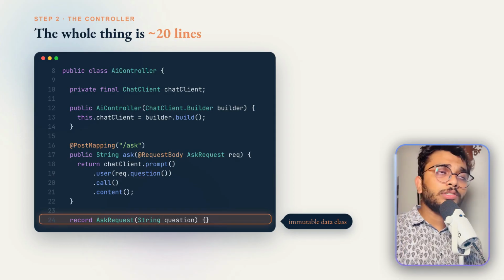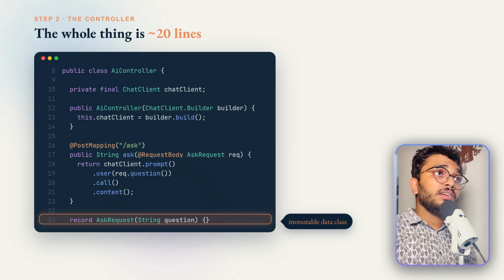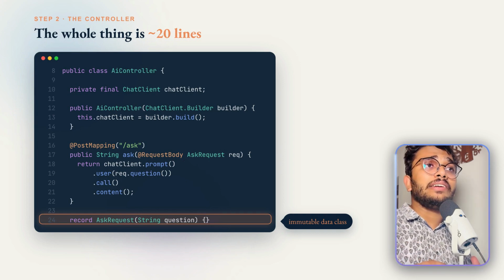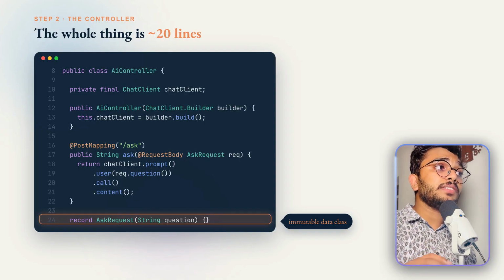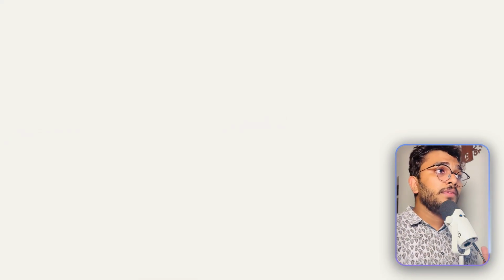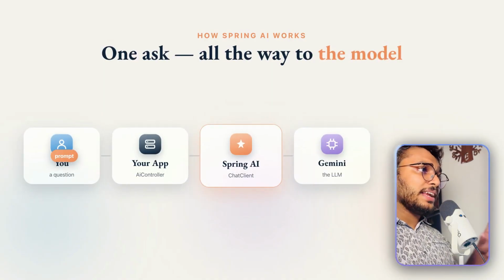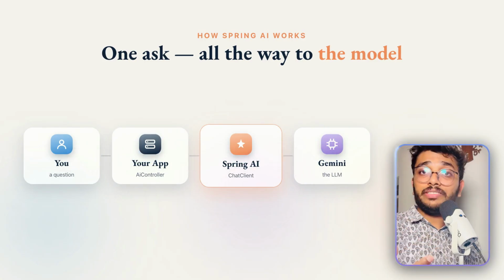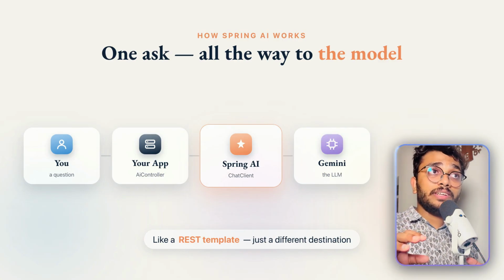If you haven't seen records before, it's just a quick immutable data class, one line, and Java writes the constructor and getters for us. Here is a little container that holds the incoming JSON, so Spring can pull the question field out of the request body. We use the same trick for code review in a minute. The way I think about it, ChatClient is like a RestTemplate. You used RestTemplate to call another REST API, right? This is the same idea. We are just calling an AI model instead. The same concept, different destination.